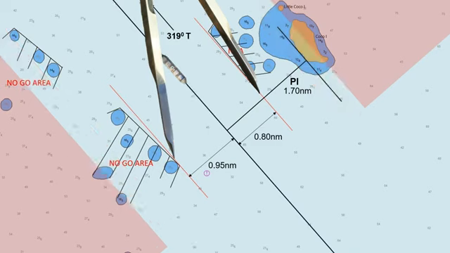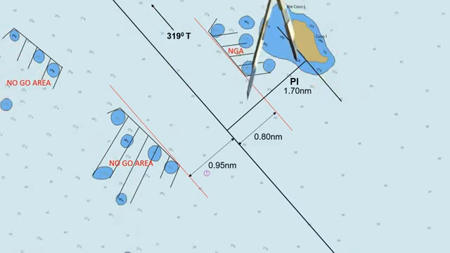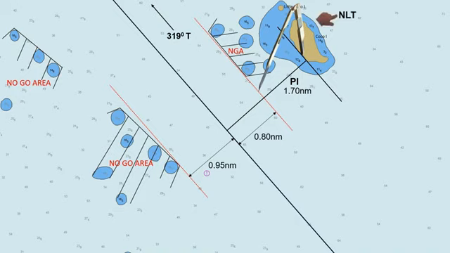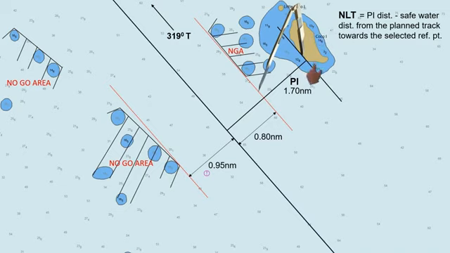To determine the not less than or NLT line, we need this parallel distance. So NLT is equal to PI distance minus the safe water distance from the planned track towards the selected reference point. The PI distance is 1.70 minus the starboard safe water distance, which is 0.80. The not less than PI line is 0.90 nautical mile.